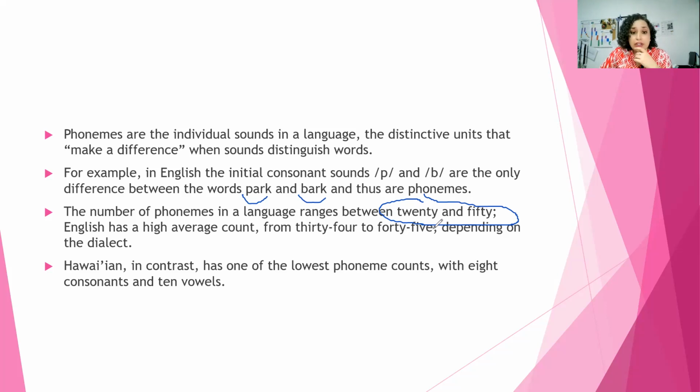English has a high average count from 34 to 45, depending on the dialect. What's the dialect? Well, the dialect will depend on the place where you are hearing the language. It changes the phonemes, yes. It changes. So that's one of the things that makes pronunciation hard, thanks to phonemes. But also, the most complex part of it is because of the dialect. So that's what I'm going to tell you here, something which is true.